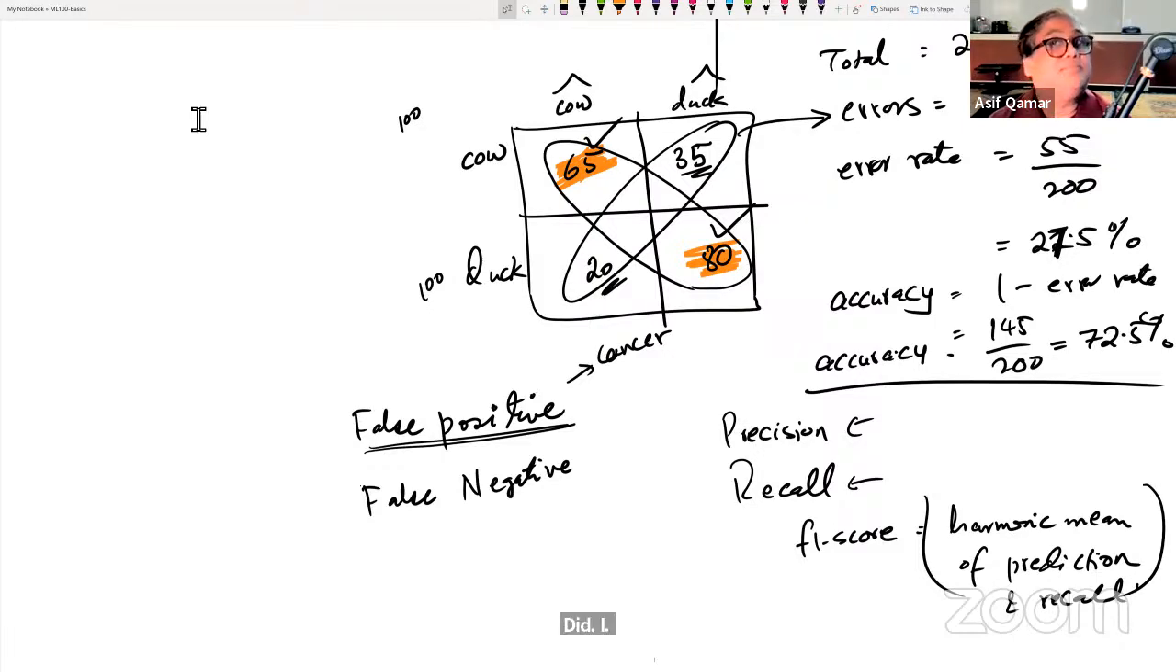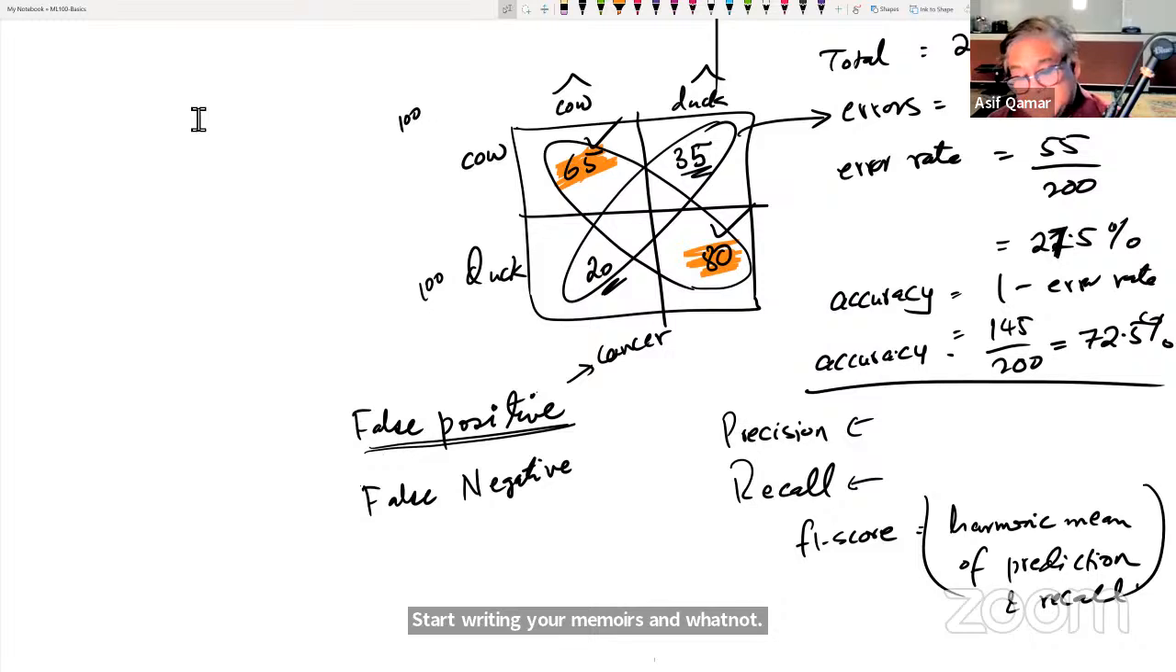Maybe you will start writing your memoirs and whatnot. But then 1 week later, your other medical test results will come and it will turn out you don't have cancer. So it would be just a very dramatic and very sort of mental torture of 1 week. So obviously false positive is bad, but what about false negative?